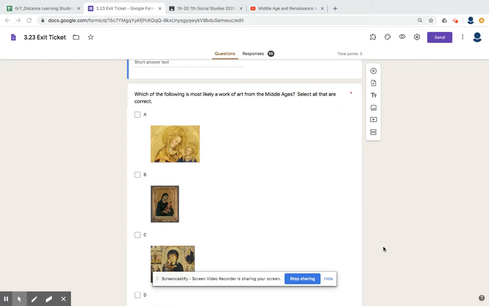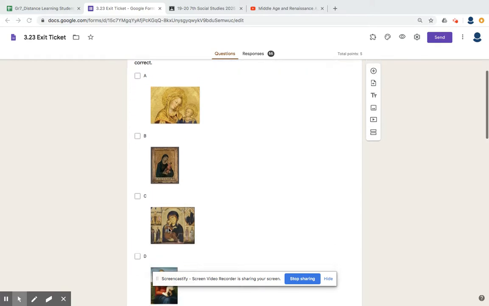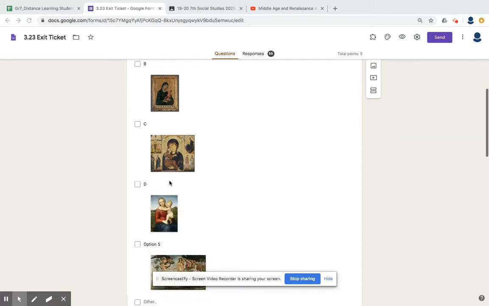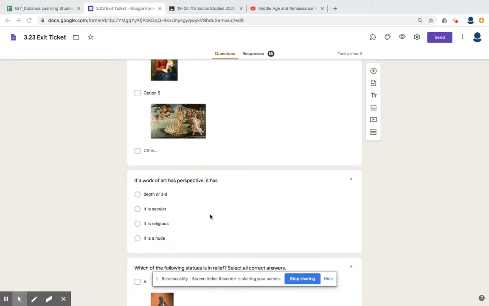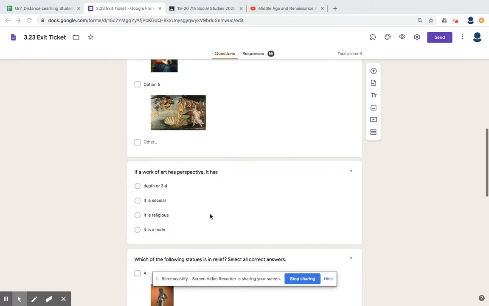The first question is asking which of these is most likely a medieval piece. It is A and B and C because they lack realism, they don't have perspective, and they are also religious, which is not the one thing that makes them medieval. It's just that they are not realistic and they don't have background. If you pick this option it is incorrect, because in the medieval period they did not have nudity. And in a work of art, perspective is a sense of depth or three dimension.